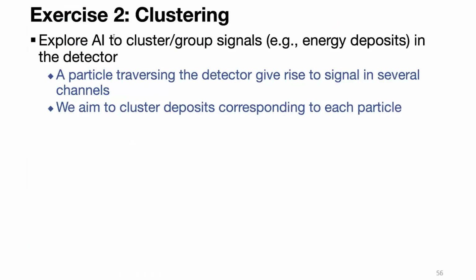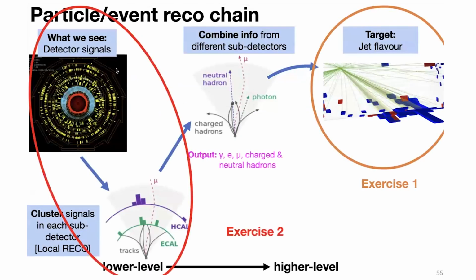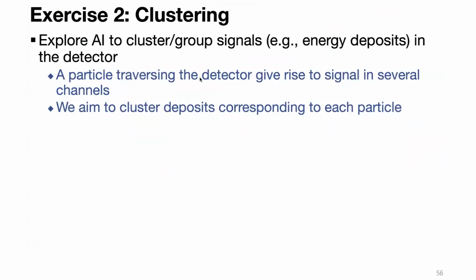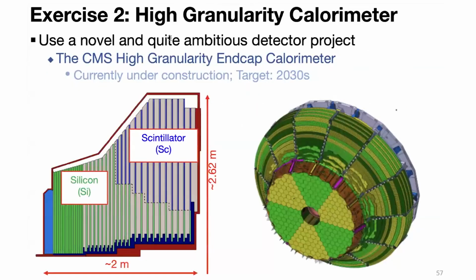Here we want to explore artificial intelligence to group signals, energy deposits in the detector. When a particle traverses the detector, it produces the signal that you see here. And as I said earlier, we want to cluster deposits corresponding to the same particle. And we are going to use a very novel and very ambitious detector project. This detector is not yet installed at the Large Hadron Collider. It will be in a few years from now. For those interested in LHC physics, it's called the CMS high granularity endcap calorimeter. This is mostly made of silicon, has more than 6 million channels.